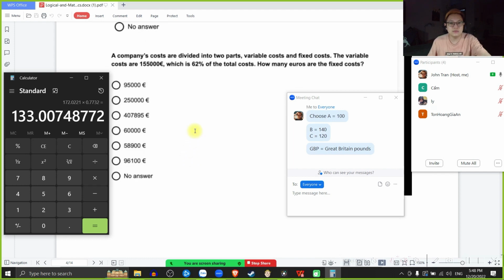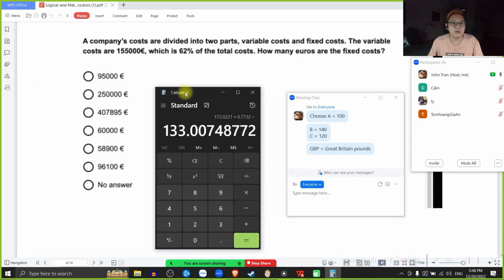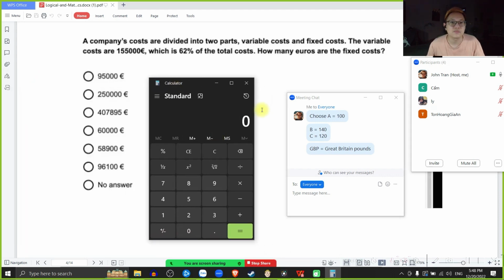Okay, let's do this one now. A company's costs are divided into two parts: variable cost and fixed cost.